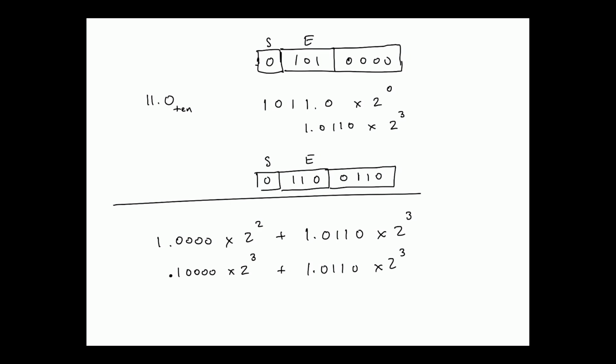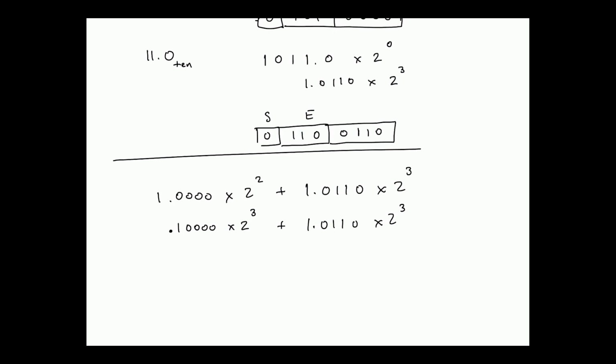Yeah? All right. Now that the exponents match, I can do the addition. So I'll have 0.10000 plus 1.0110, whole thing times 2 cubed. Okay, perform the addition inside the parentheses. What do I get? I get that.